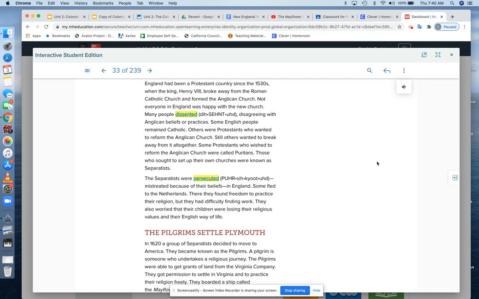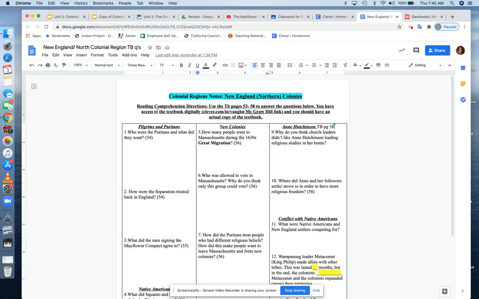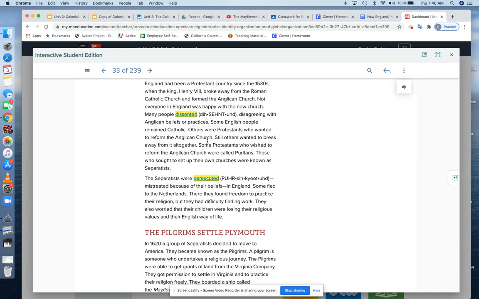Some Protestants who wished to reform the Anglican Church were called Puritans. Those who sought to set up their own churches were also known as separatists. And there's your answer for the first question. Who were the Puritans and what did they want? And then the next one is coming. How were the separatists treated back in England? So I'm going to reread that for you.